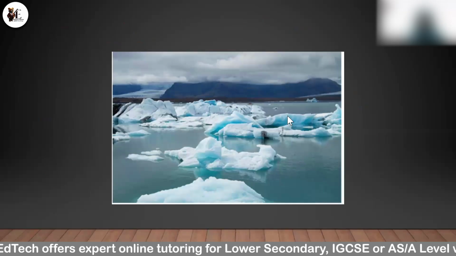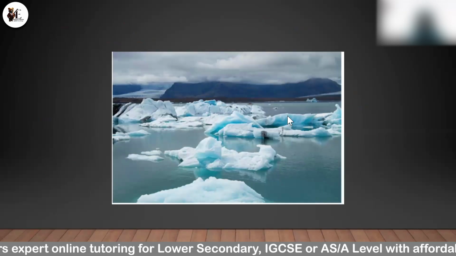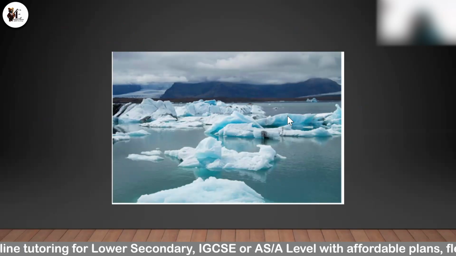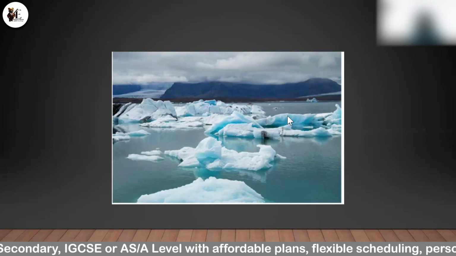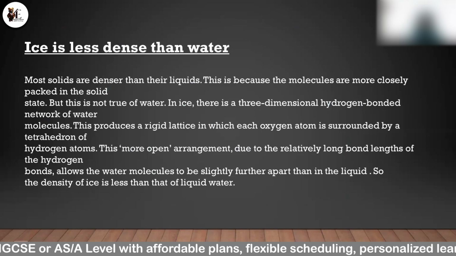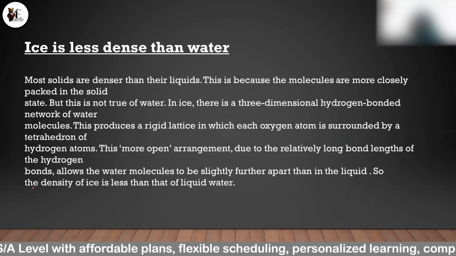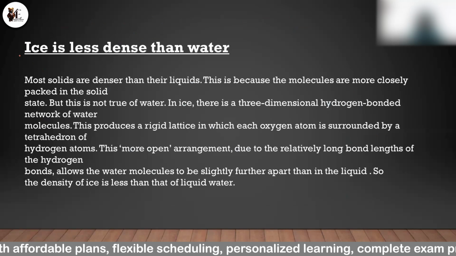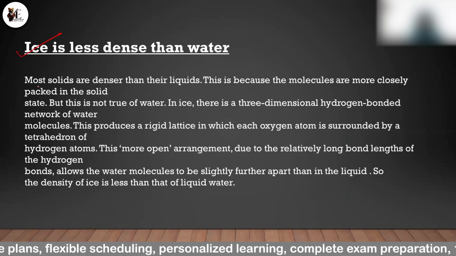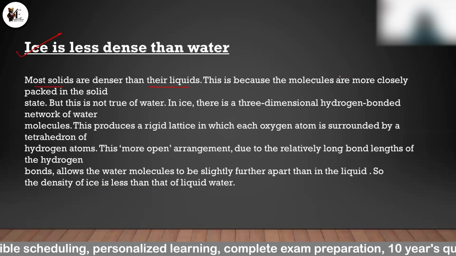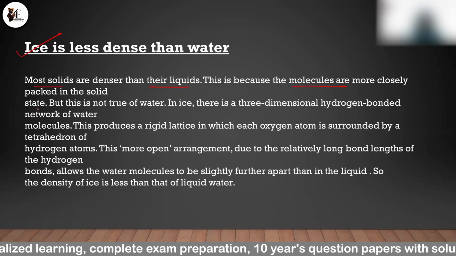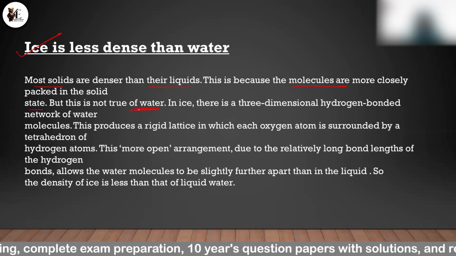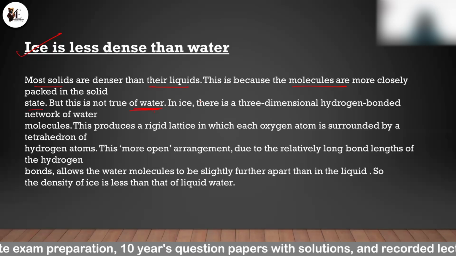In this figure, what can you see? Ice, water, clouds. That means ice floats on water. So why does ice float on water? Since it is a solid, solids have higher density. So ice is less dense than water. Most solids are denser than their liquids because of their higher density, higher molecular weight. They are packed closely in the solid state. But this is not true in the case of water. Why? Due to its structure.